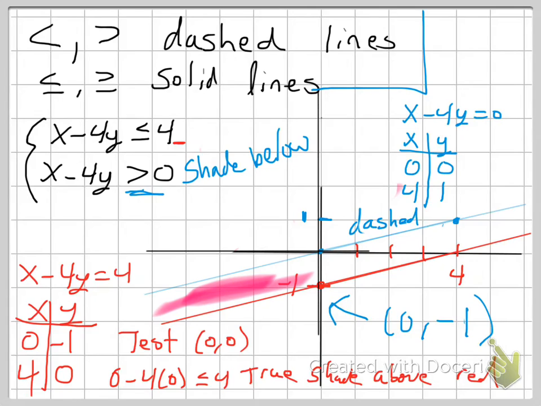So we tested in the original inequality here. So you have x is 0, that's gone, and then negative 4 times negative 1, that's positive 4, and that's greater than 0. So we need to shade below the blue and above the red. So just this little tube in between the two of them.